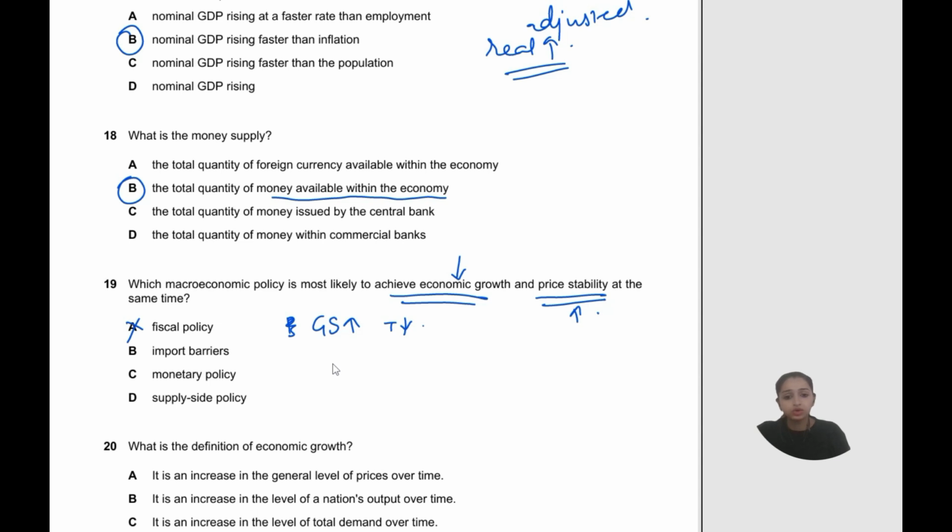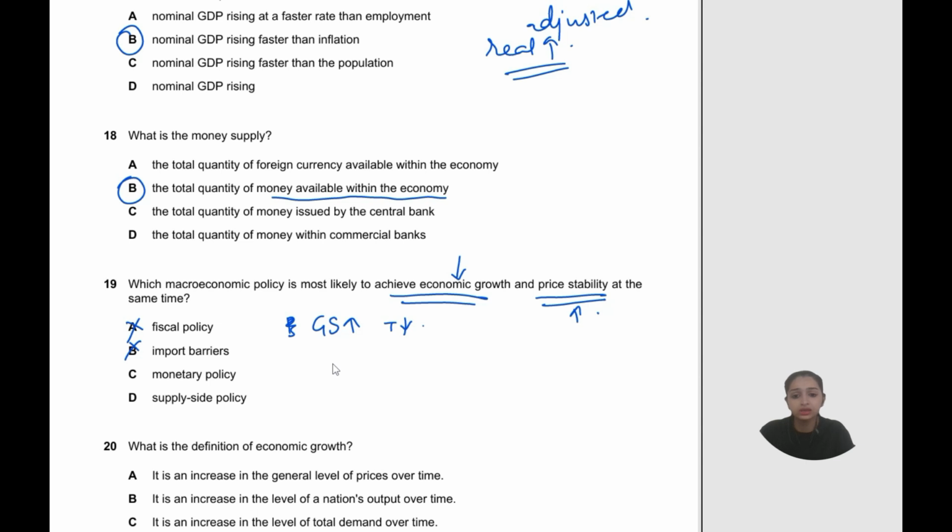Import barriers are not going to result in anything to do with economic growth and price stability within the economy. At times, when you impose import barriers, this may result in an increase in inflation in the economy because you might have been importing cheaper raw materials or cheaper equipment, etc., from abroad to use in the economy for production. But now, since you're imposing import barriers, there might not be price stability. So B is not an option.